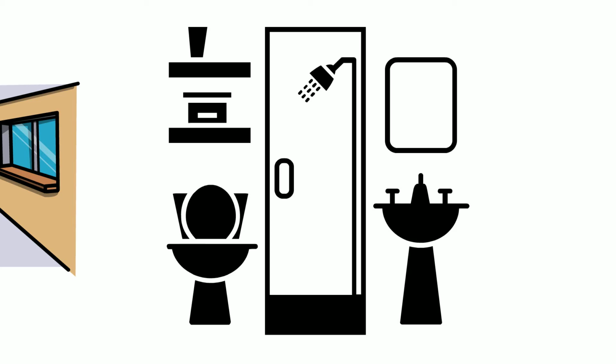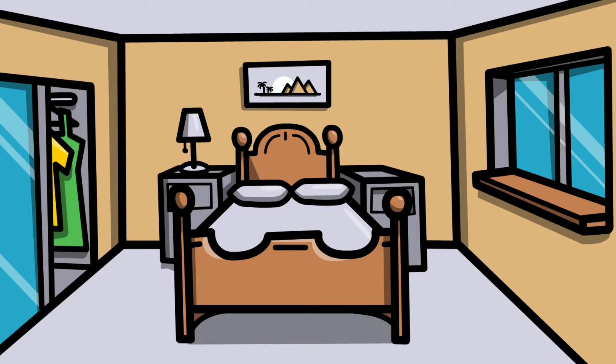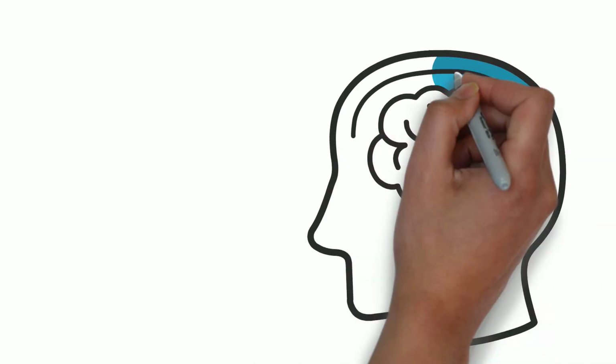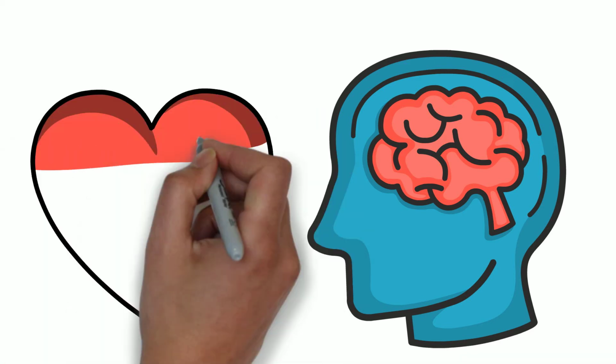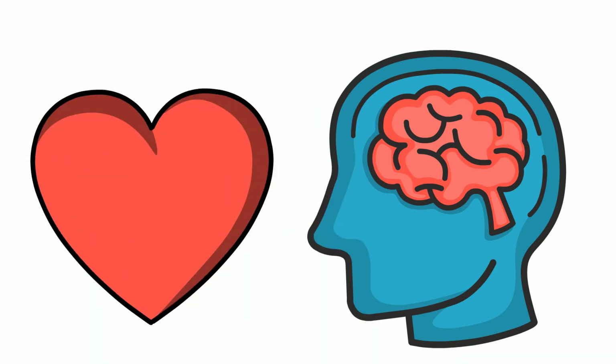If I tell you to picture your bedroom, you'll do it in a split second, right? That's because your brain has already memorized your bedroom and by extension, your house vividly. You don't need to start memorizing your entire house from scratch. You already know it by heart.